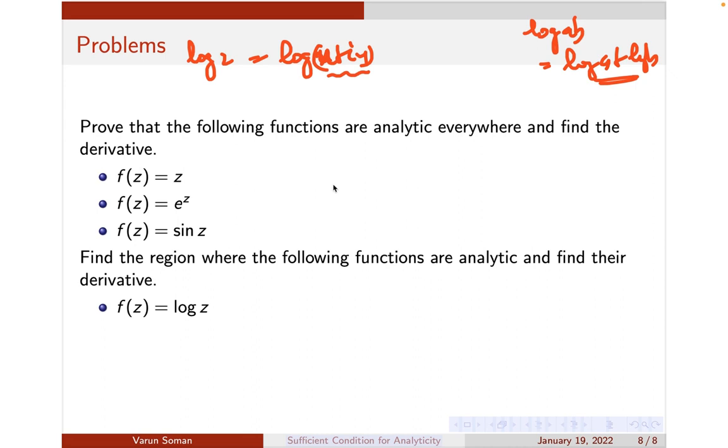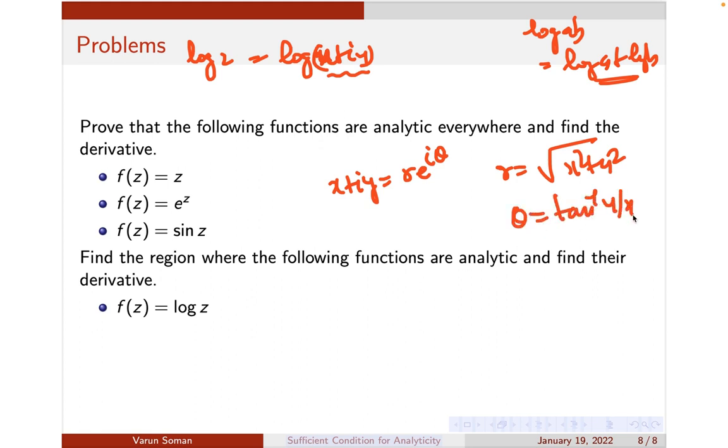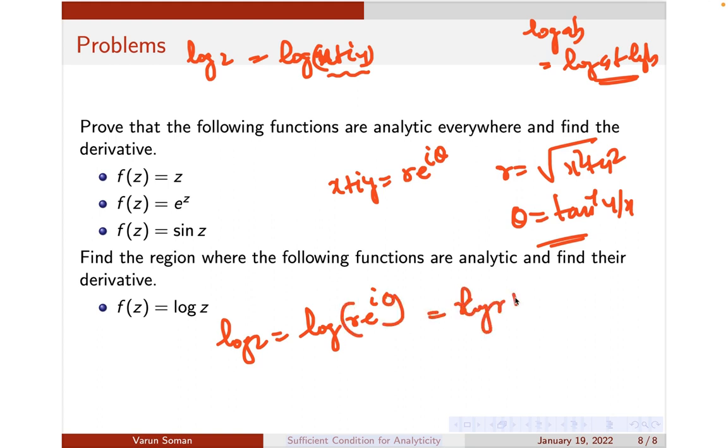So you know that x plus iy can also be written as r e raised to i theta in the polar form. You studied polar form in your lower classes. So what is your r here? Your r is actually root of x square plus y square, and what is your theta? Theta is equal to tan inverse y by x. So if you use that result, what will happen? Your log z is actually log of r e raised to i theta. Okay, so it is log r plus log e raised to i theta.